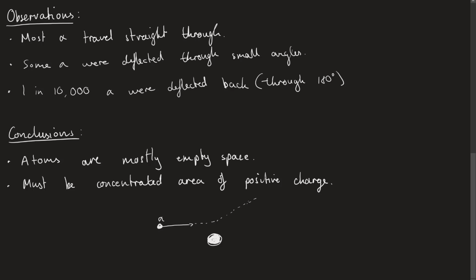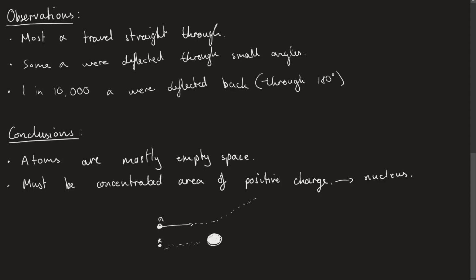Okay, now if some of them were deflected through some small angle, it means that they've got the space to pass by, but if only a very, very small amount of them were deflected straight back and came straight back to where they started, deflected through 180 degrees, this must mean that we have a much smaller area of positive charge than we do the empty space. So we have to have a concentrated area of positive charge, and this is now what we know as the nucleus. Now, obviously, we also know that the nucleus has neutral charges in. At the time, they weren't familiar with neutrons yet. So they concluded that it must be a positive charge in the center.